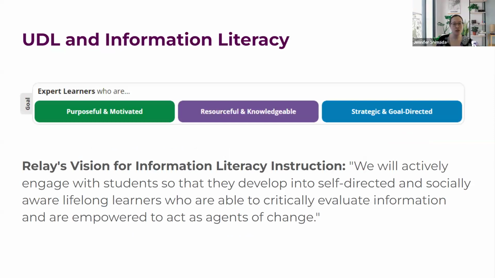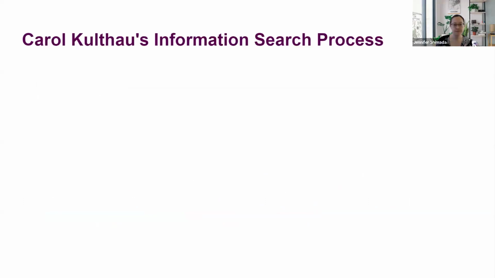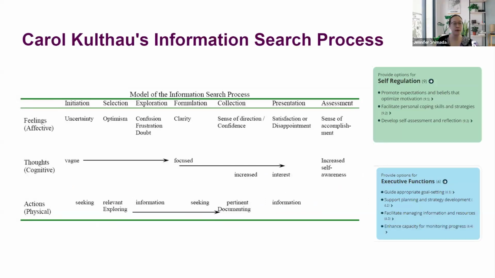In addition, UDL's goal of creating expert learners is aligned with my vision for information literacy at my institution, which is to develop students into self-directed and socially aware lifelong learners who are able to critically evaluate information and are empowered to act as agents of change. So I just think those goals are very closely aligned. So what does that look like in practice for information literacy instruction?